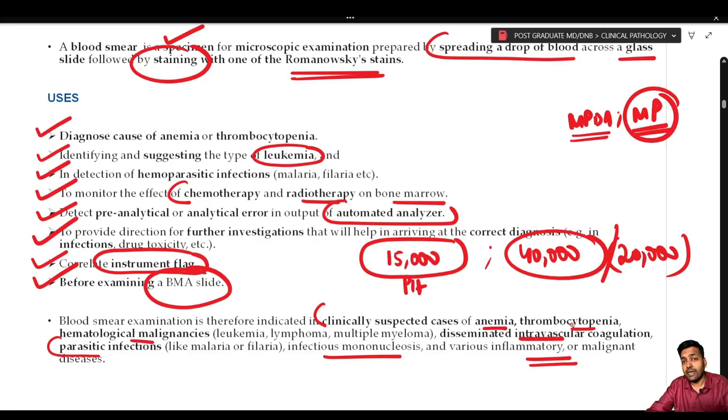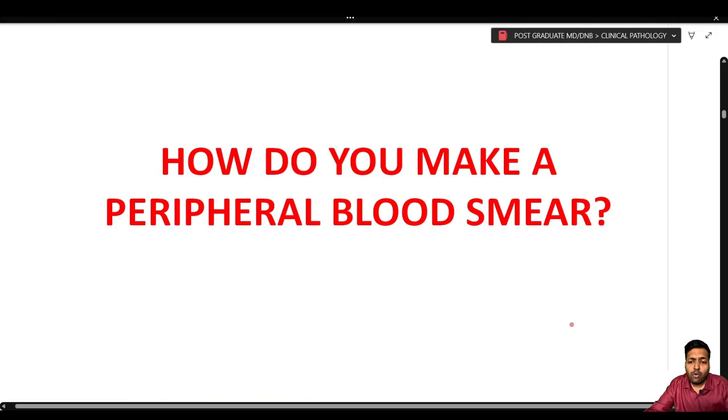So these are the basic uses or indications of carrying out a peripheral blood smear. You should be very swift with your answer. If your question in your viva is, what are the indications of doing a peripheral blood smear, these are the things that you have to say in your viva as well. Okay, then how do you make a peripheral blood smear?